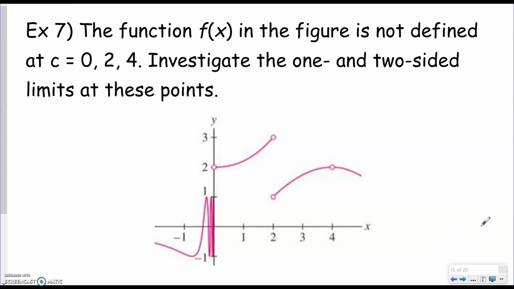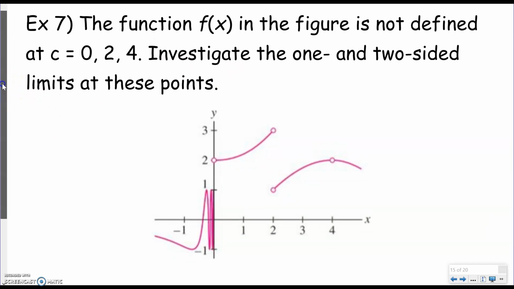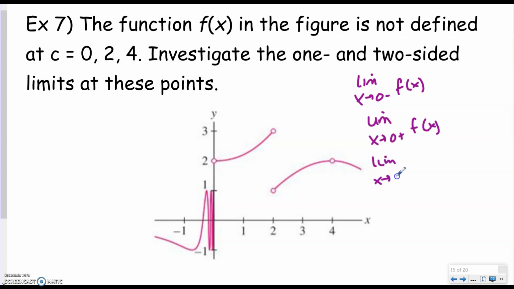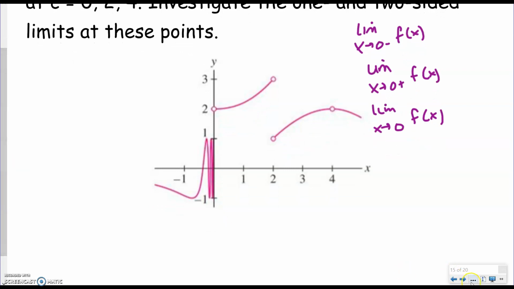Okay, this is a very common problem that you're going to investigate, and I'm going to get you started and try to consider what happens here. You need to look at the one-sided and two-sided limits at all values. So the limit as x approaches c from the left of the function, the limit as x approaches c from the right of the function, and then the two-sided limit. And you're going to do that for all of those. Okay, so we have 0, 2, and 4.